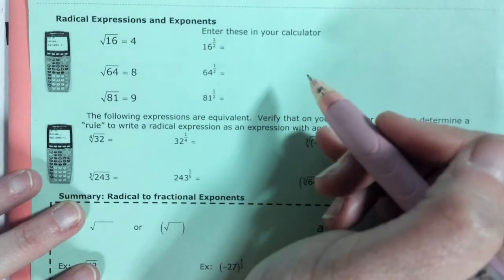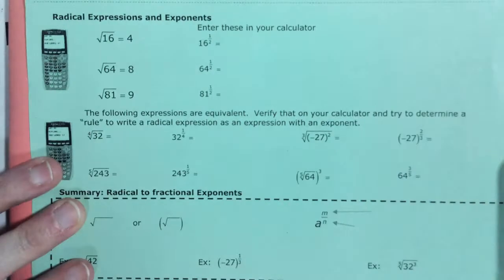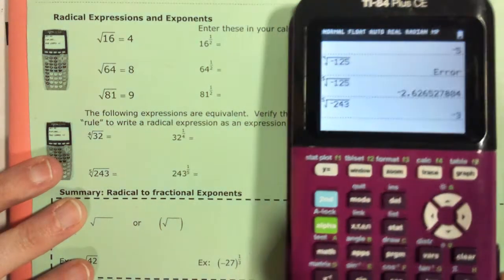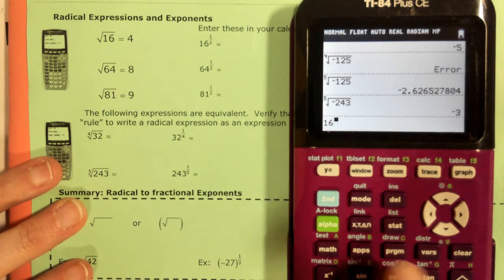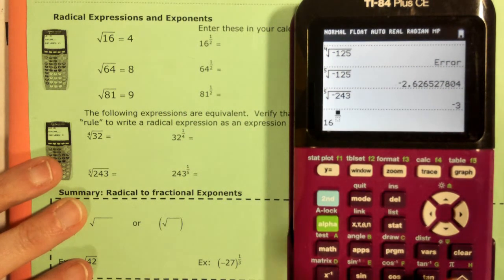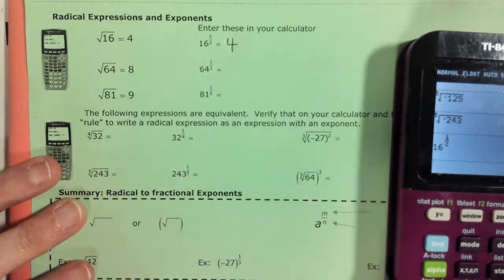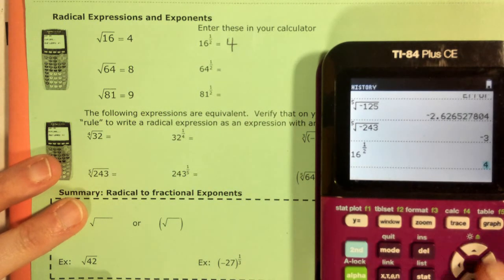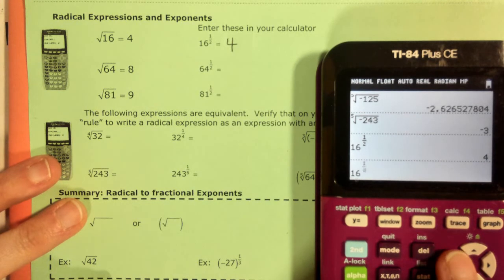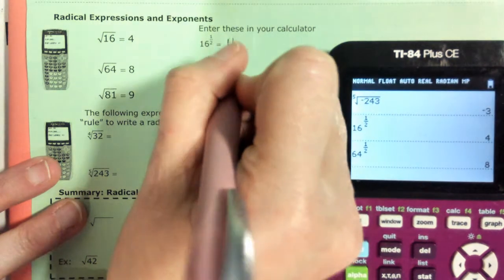All right, now let's look over here at rational exponents. Okay, so they've already put square root of 16 in the calculator and they got 4. Now I'm going to put this in the calculator and see what I get. 16 to the 1/2. I get 4. So 16 to the 1/2 is 4. The square root of 64 is 8. And 64 to the 1/2 is also 8.